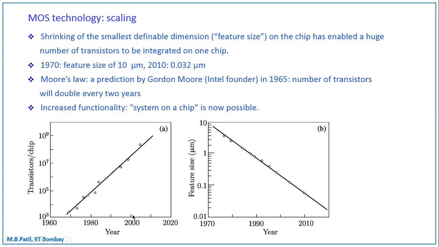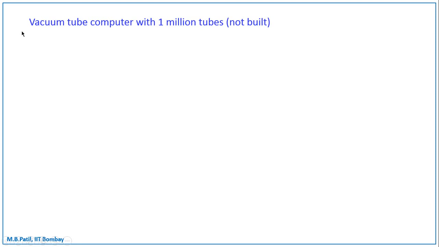All right. Now, what is the practical implication of all these developments in the semiconductor industry? In the 1970s, we were talking about probably a few hundred gates per chip, and now we have much increased functionality possible, and we can talk about system on a chip, which is much more complex than what we used to have in the 70s. Let us consider a vacuum tube computer built with 1 million tubes, and we should emphasize that such a computer has not been built. We only want to know what it would look like. We find that there are several difficulties, and let us see what those are.